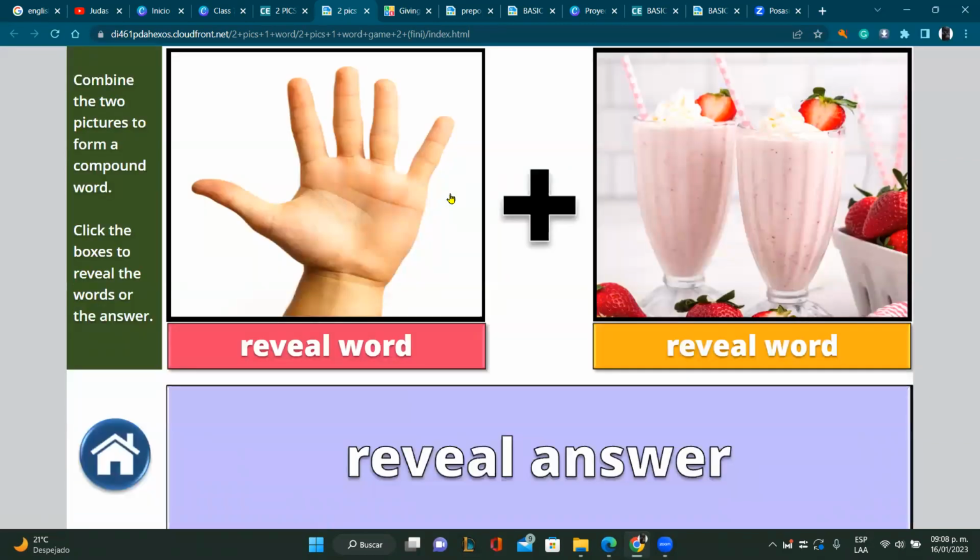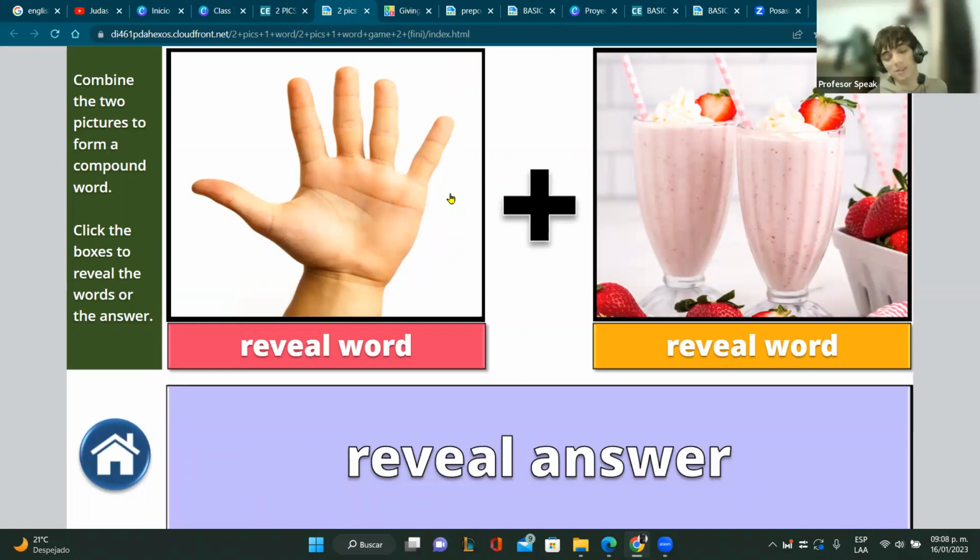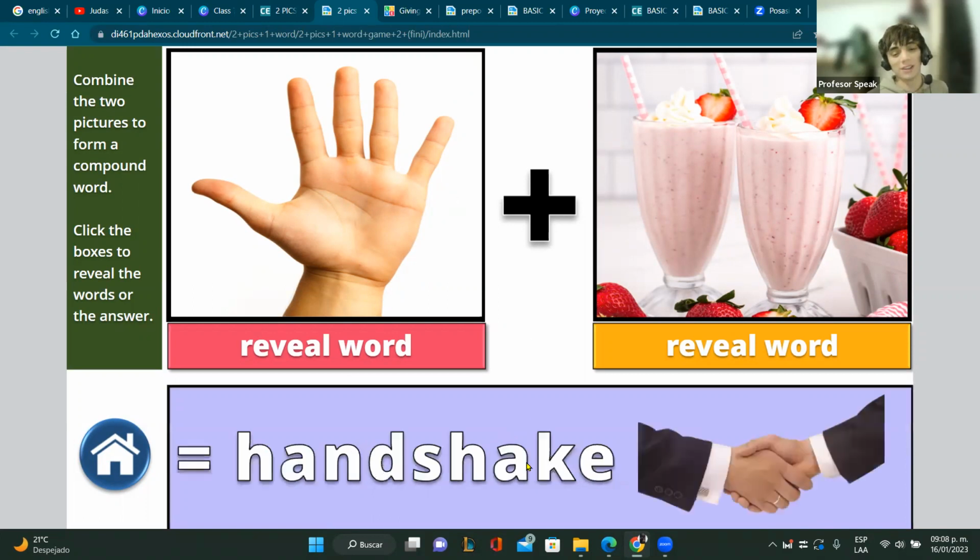Pan means cacerola. Sí, pan es cacerola. This is a handshake. Doing this is a handshake.